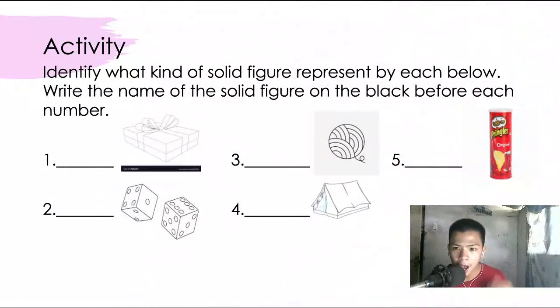So I have an activity that maybe you answer, then pass together with the assignment. Activity: identify what kind of solid figure is represented by each below. Write the name of the solid figure on the blank before each number. So that's the activity that you pass tomorrow. So next slide.